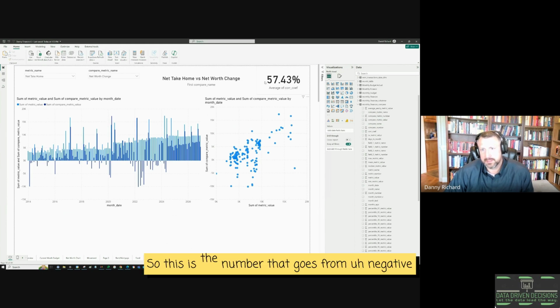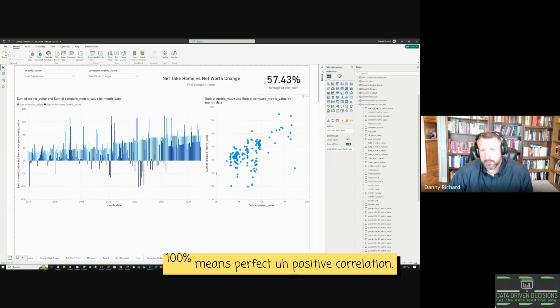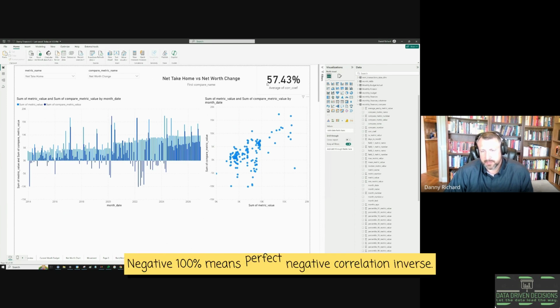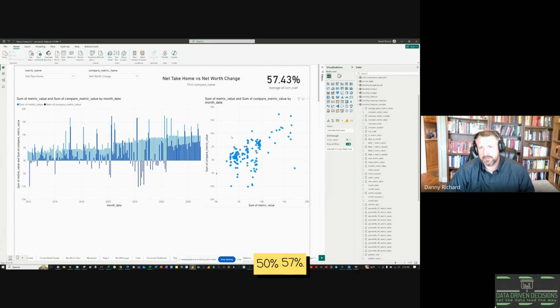So this is a number that goes from negative 100% to 100%. 100% means perfect positive correlation. Negative 100% means perfect negative correlation. Inverse, you would see a negative sloping line. And 0 is no correlation. And 50%, 57%, that's very good. That's very high correlation.